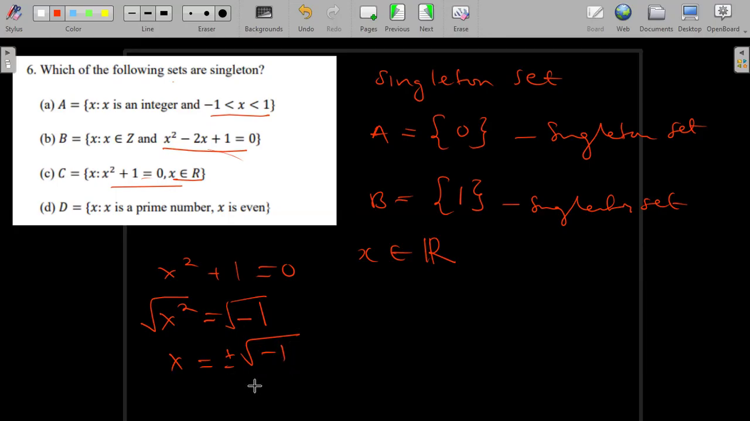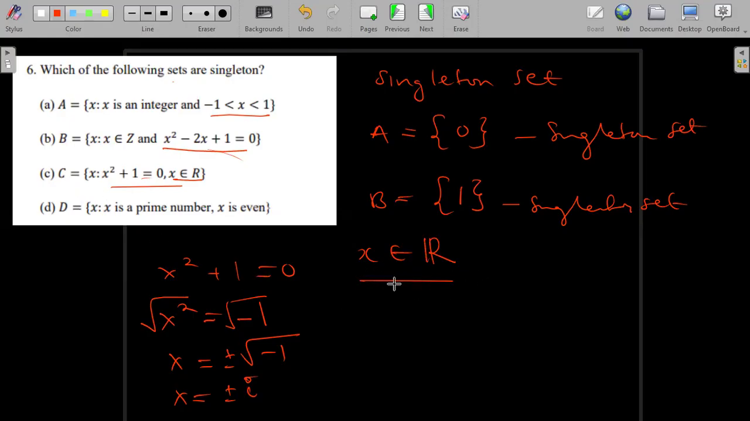So I know that x equal to the root of -1 is just what? It's i, which is not part of the real numbers. It's a complex number, an imaginary number. So meaning it will not satisfy this condition that x should be a real number.